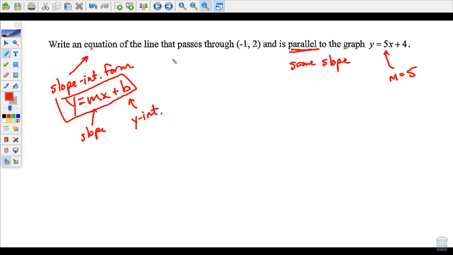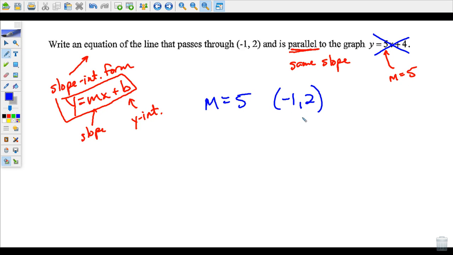That means that the line we're going to create, the equation that we're going to create, also has a slope of 5. So we already know slope of our line is 5, and it goes through -1, 2. I am done with this equation now. This equation just told me the slope of my line. Now I have this information. I have the slope and I have a point.